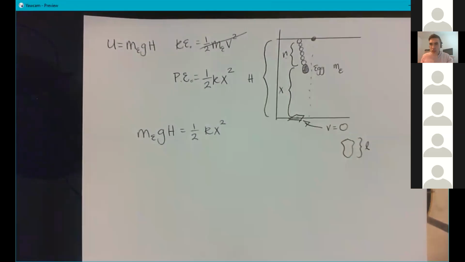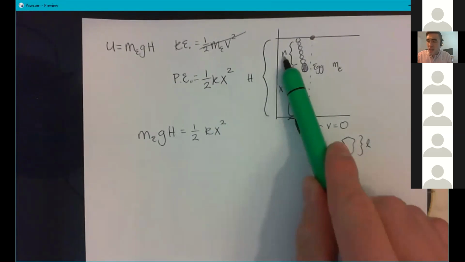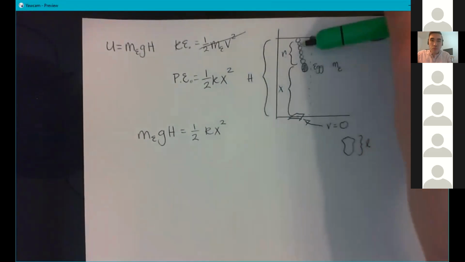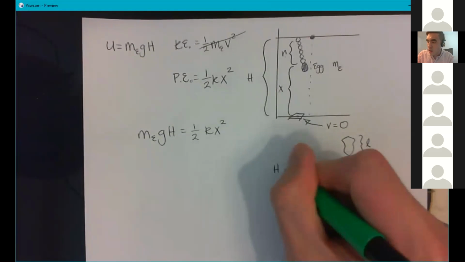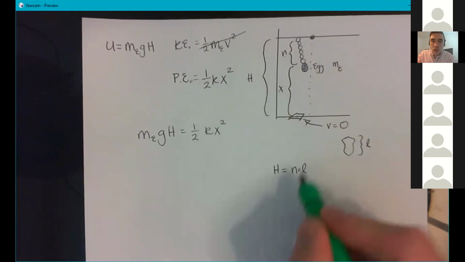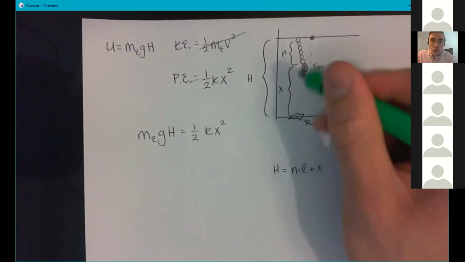Does that make sense? The rubber band has some length and we're only counting the length of it getting elongated. And so what I'm going to do here is say N is our number of rubber bands. L is the length of one rubber band. So this part from here to here, that's going to be N times L. So the total height of the classroom is going to be equal to N times L, which is the length of our rubber band chain, plus X, the amount of stretching that it's going to go through.